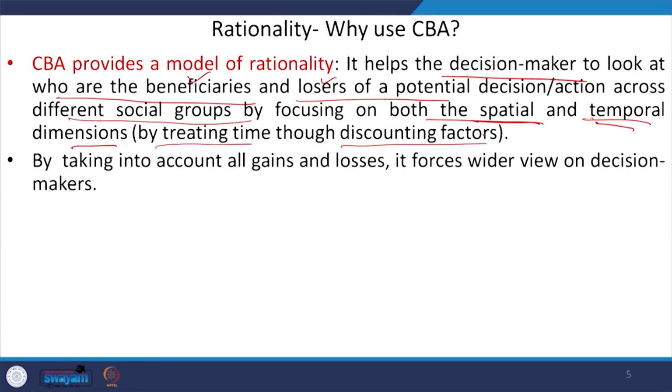And obviously, when we take into account all the beneficiaries and all the losers of a potential policy or program, that means we are taking into account all gains and losses. So, when you sketch all gains and losses for a particular policy or project, the decision maker has a broader view, and that is why he or she can take the right decision based on the alternatives.